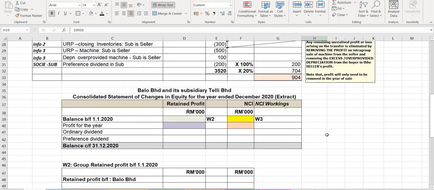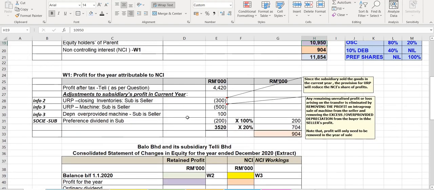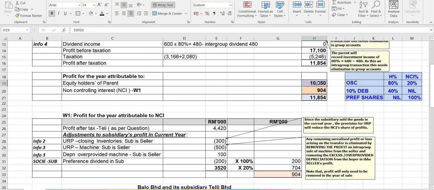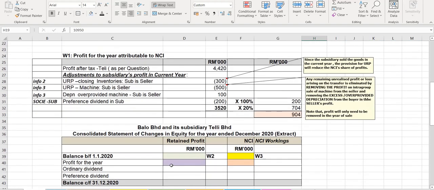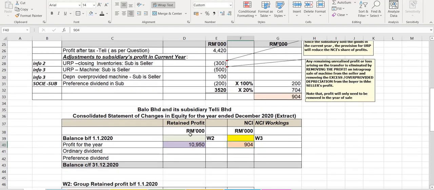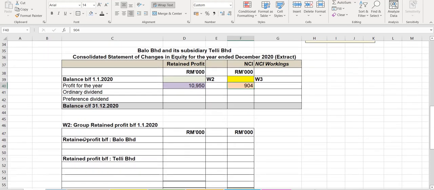Next, we have to prepare the consolidated statement of changes in equity. So what you can do is to just put the profit for the year in the correct row, 10,950, and the share of the non-controlling interest in the non-controlling interest column. So what we're going to do now is to calculate the retained profit brought forward for the group as at 1st of January 2020, which is the one here.